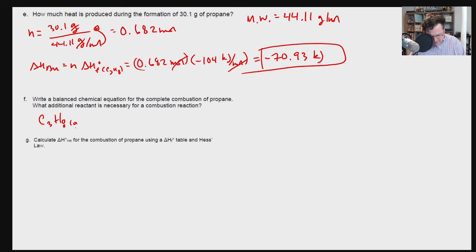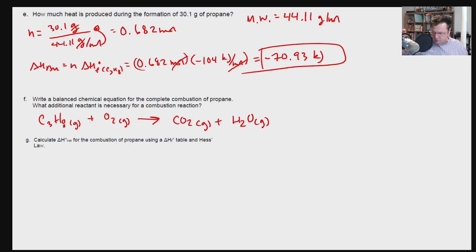So if we write it out, we have C3H8 gas plus O2 gas yields CO2 gas plus, and this is kind of where things differ between people. Some people proclaim that it forms liquid water. I like to say it produces gaseous water, because usually you always have steam and then it condenses. But either is fine, so I just wrote it out as gas in this case. So you get H2O gas.